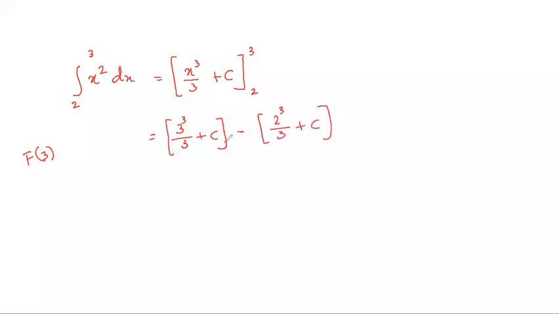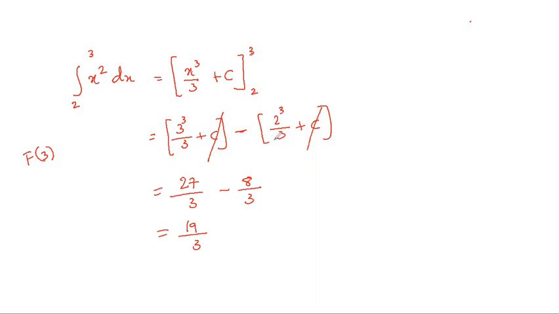But what you'll notice is that the constant will always get cancelled. So there is no point in writing this constant. Whenever I'm writing the definite integral, I don't have to write the constant, because when you replace x by the upper limit minus replace x by the lower limit, c gets cancelled. So we don't usually write the constant. Then we calculate this, 27 by 3 minus 8 by 3. So I can write 19 by 3. The value of the definite integral is 19 by 3.